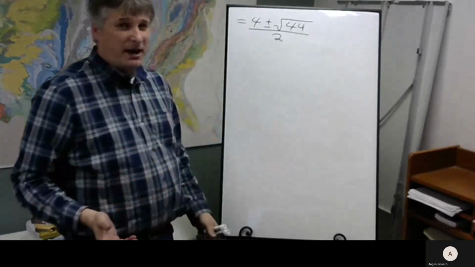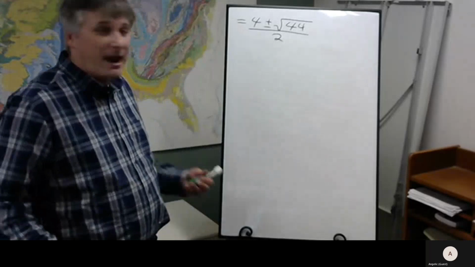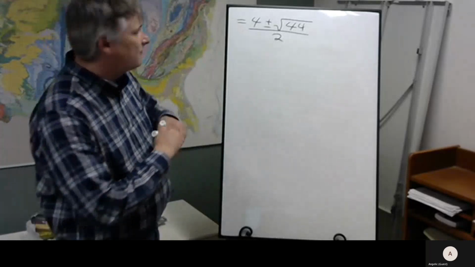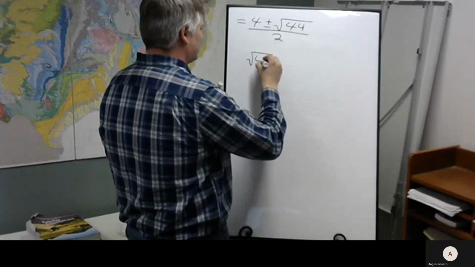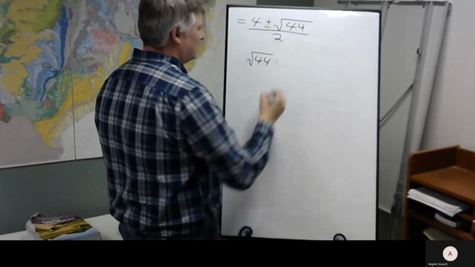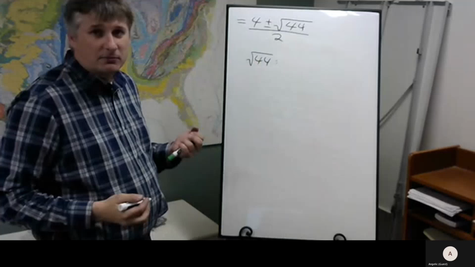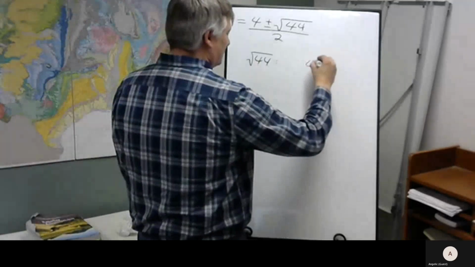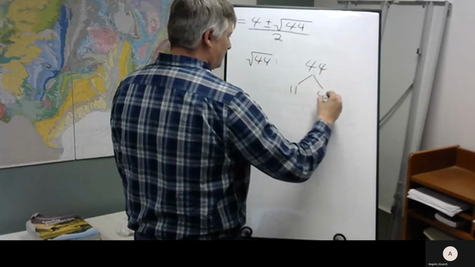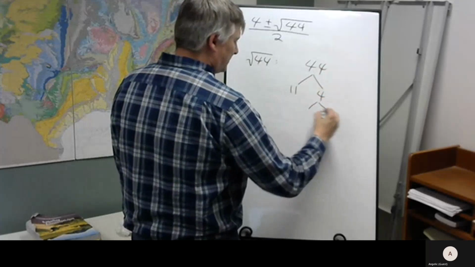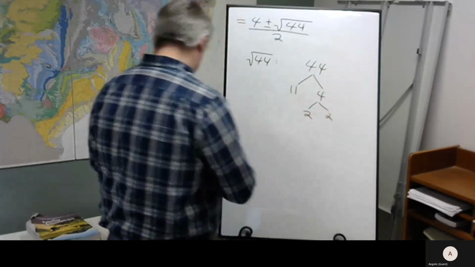So for this one, we're going to use the rule of pairs, and we're going to use factoring. So first off, square root of 44. Well, we want to break down 44. So 44 is 11 times 4, and then 4 is 2 times 2.